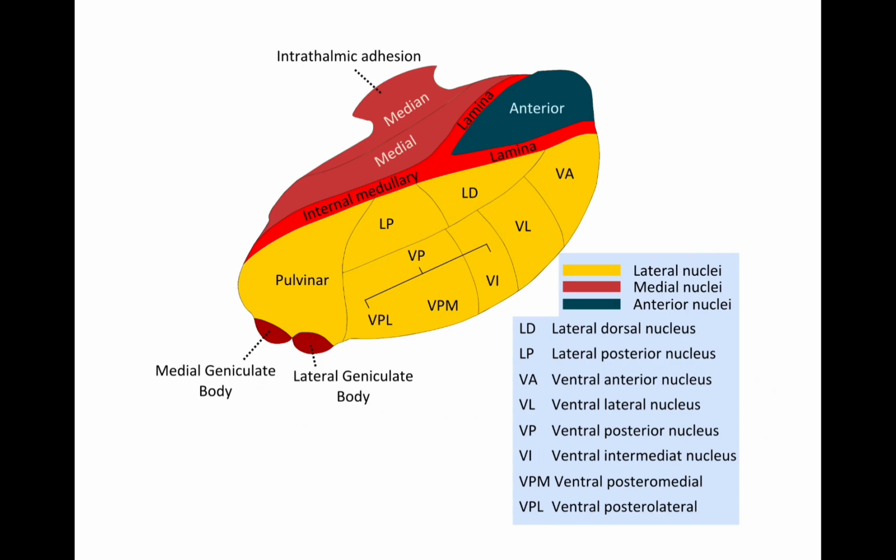Next is thalamus nuclei. The diagram shows the thalamus cut in half with its main groups of nuclei. Three main groups are there: anterior nuclei, medial and lateral. Anterior nuclei is the dark green one, this. Next is medial nuclei, the red one, the middle one. Then lateral nuclei, which is the yellow one. This is all the lateral nuclei.